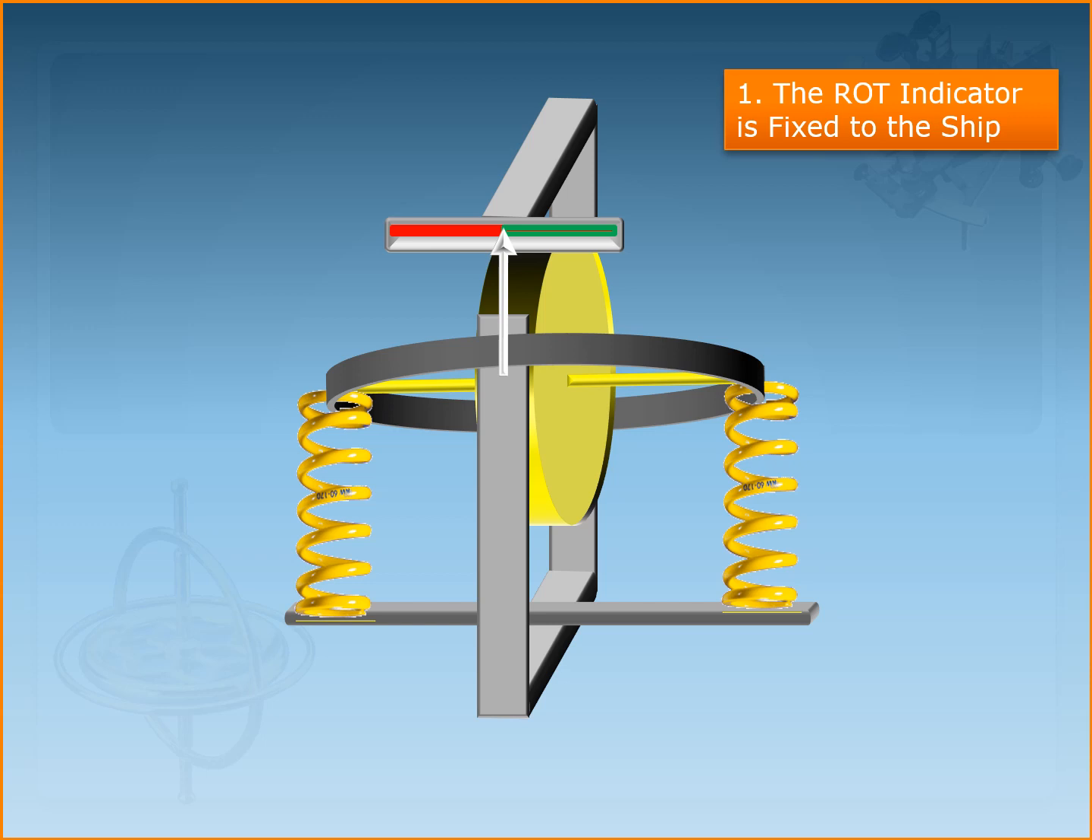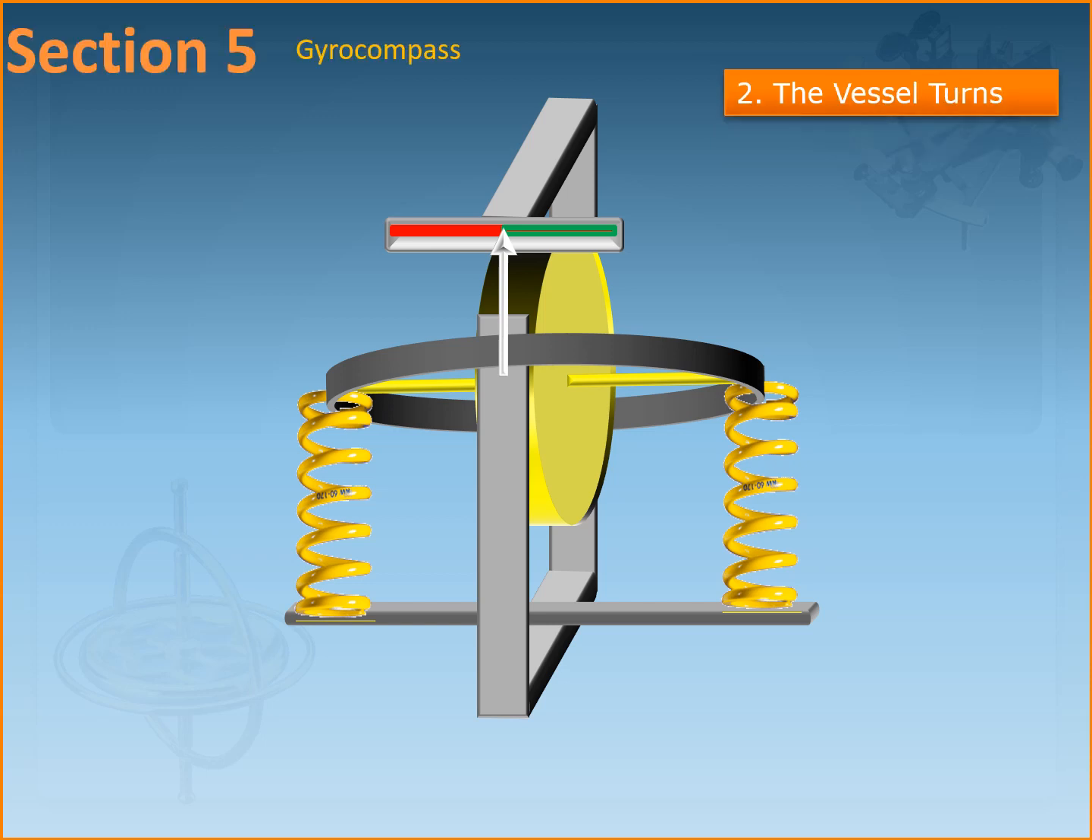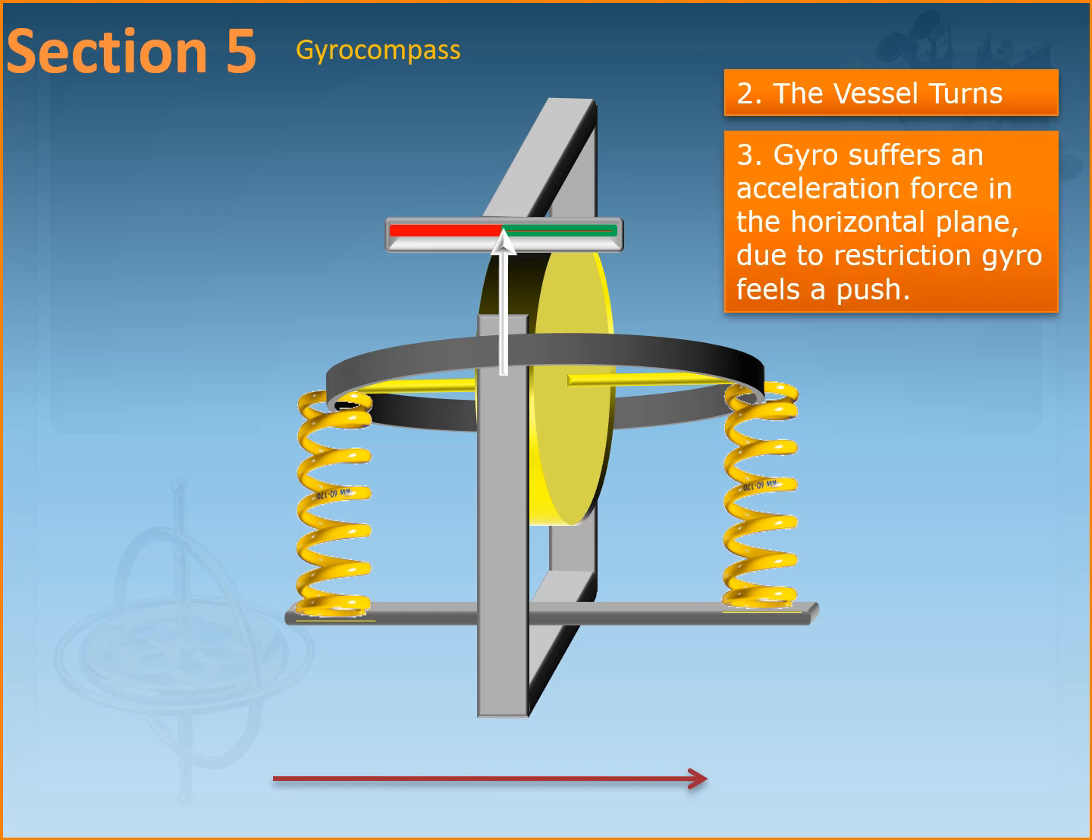So the principle is such that when the vessel turns, the gyro suffers an acceleration force in the horizontal plane. As the movement in the horizontal plane is restricted, the gyro feels a horizontal push. This horizontal push, and the resultant precession, causes the gyro to tilt. If you don't know what precession is, please watch my previous video. Now you can see there are springs located above and below the gyroscope.